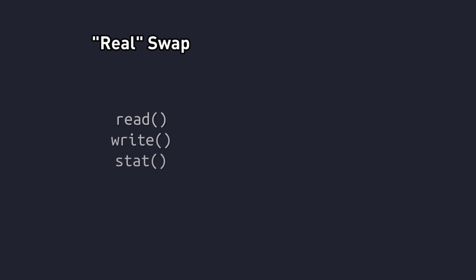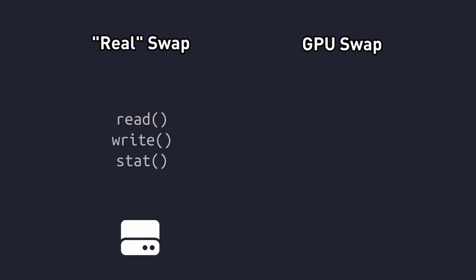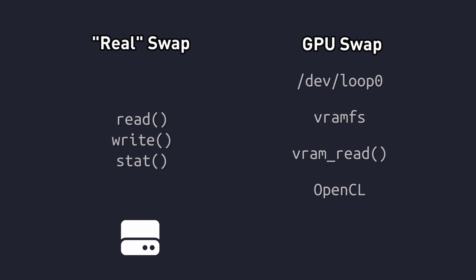Think about it. When using actual swap, the operating system is using very common routines for directly reading and writing to a hardware device. But in this setup, the operating system first has to resolve the loopback block device, which points it to a Fuse file system, which then redirects it to a function on a user space program. This function then asks the OpenCL API to fetch a specific portion of video memory, and only then does this chain finally reach the GPU.